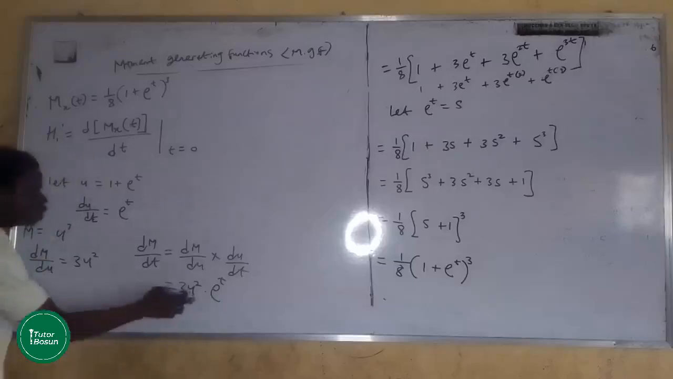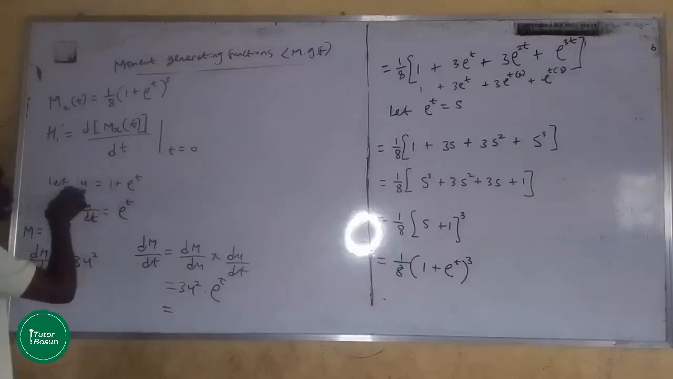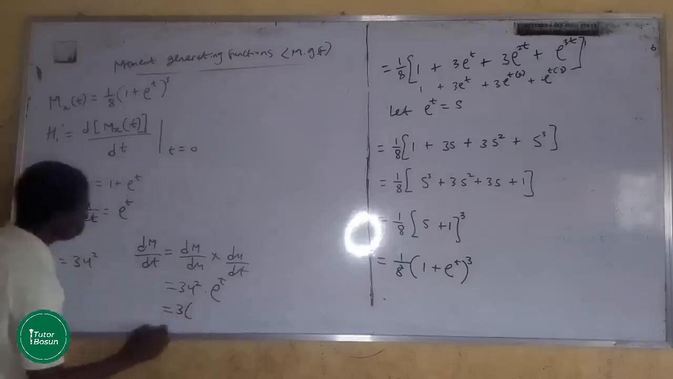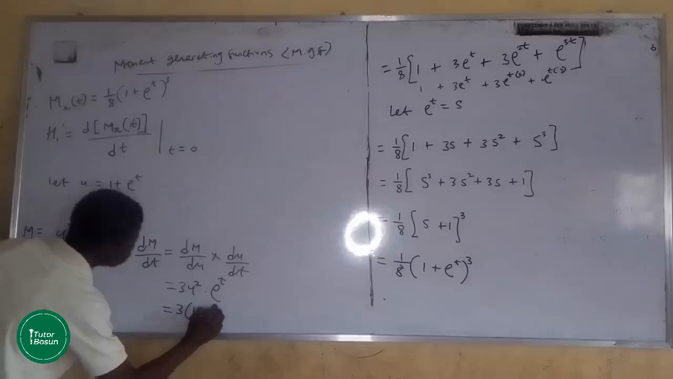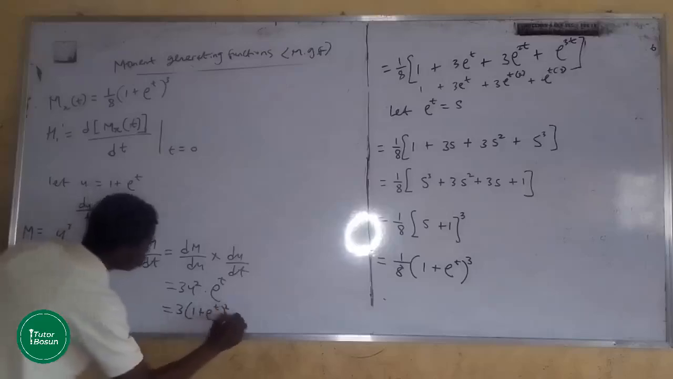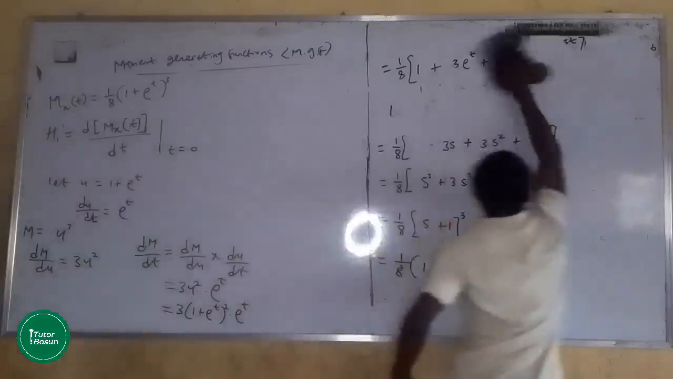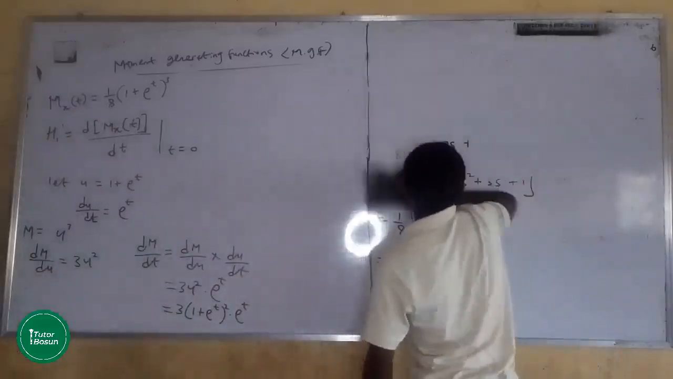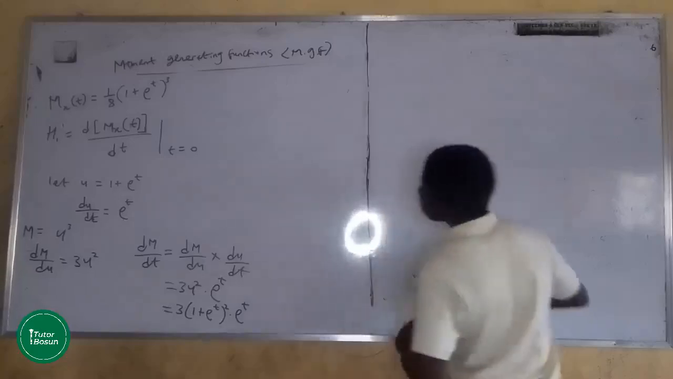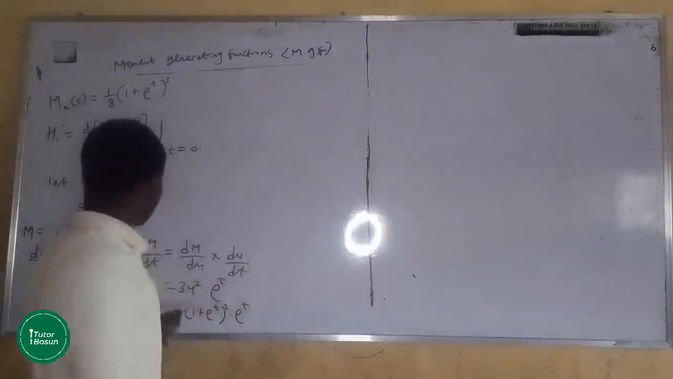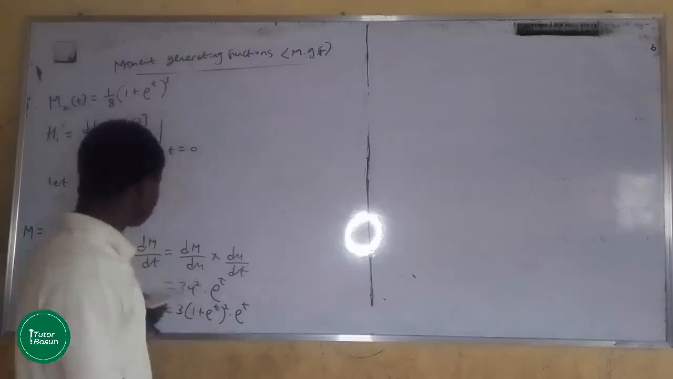We already know our u because we replaced 1 plus exponential t with u. So automatically we have 3 into 1 plus exponential t squared times exponential t. So that's the derivative of that. But don't forget, we still have the constant 1 over 8 outside. So let's return back our constant. So we've been able to get this with our chain rule.